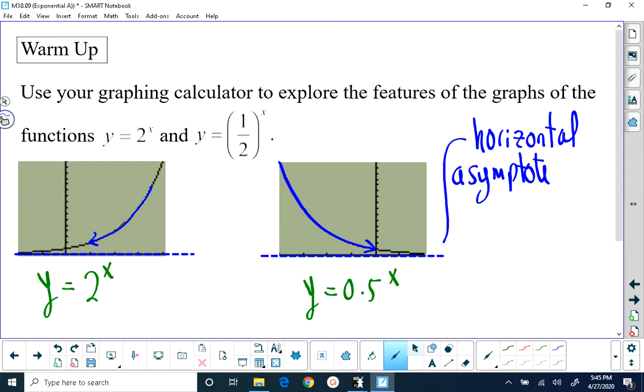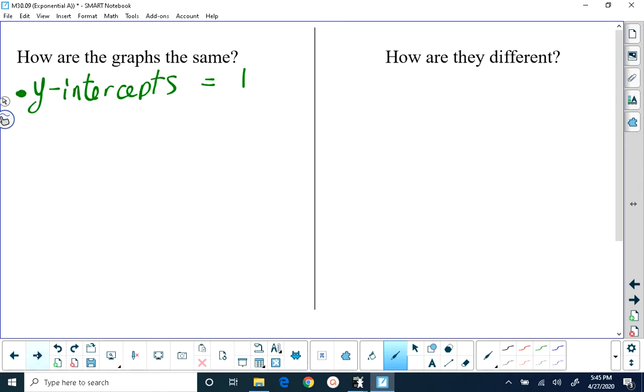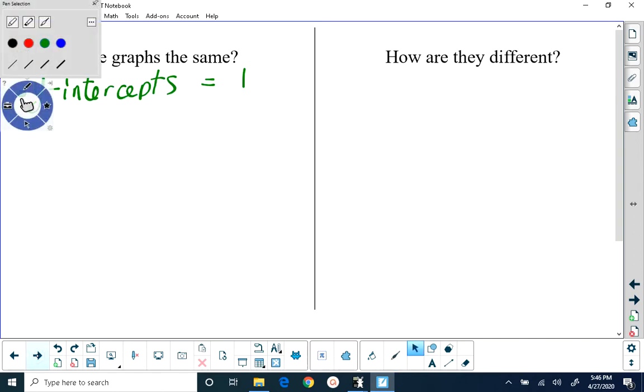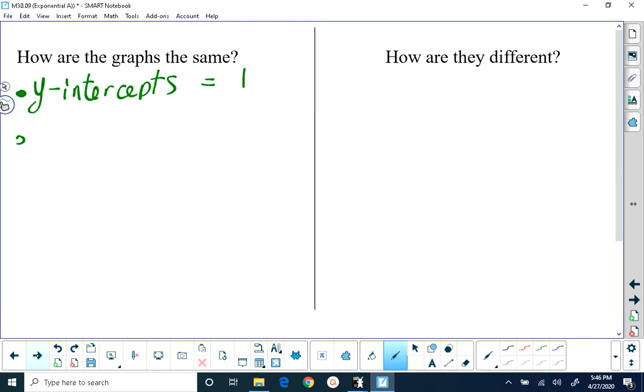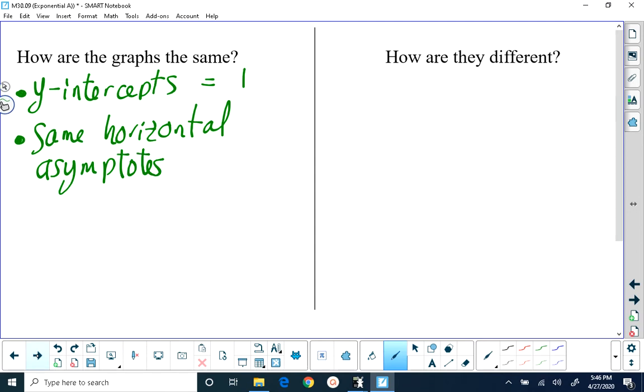As you get further and further to the left, the graph will get closer and closer and closer to those asymptotes. And the equation of those asymptotes are both at y equals 0. So we can add that to our list of similarities of these two graphs. They have the same horizontal asymptotes, which is y equals 0, or I could say the x-axis.